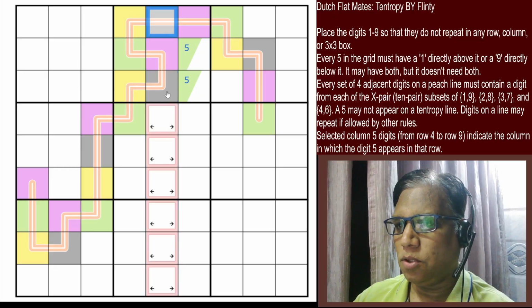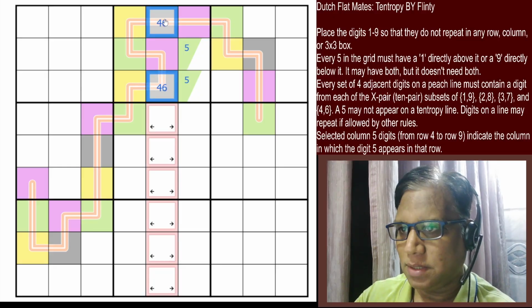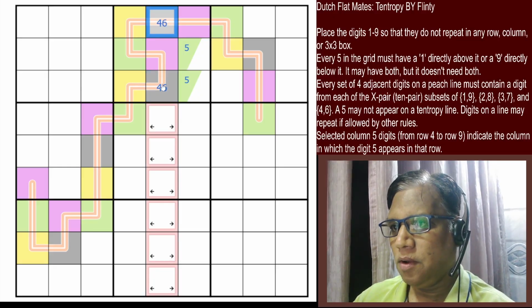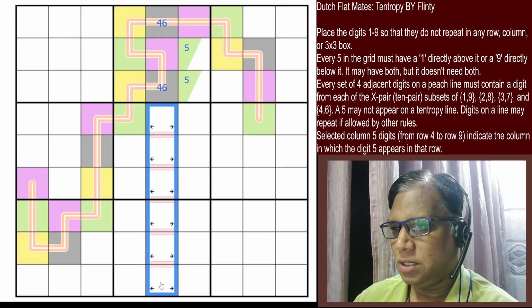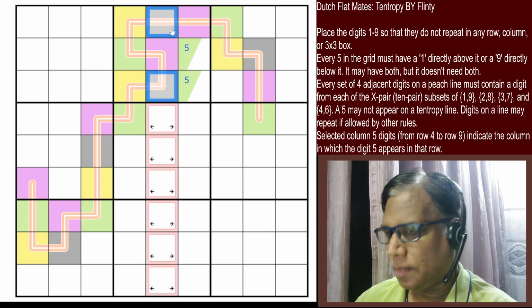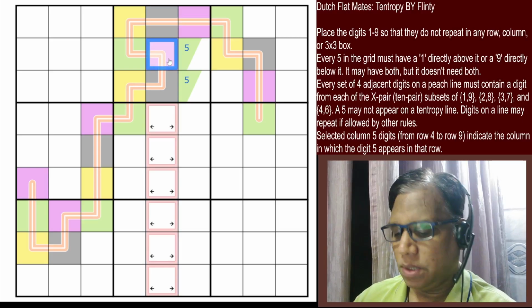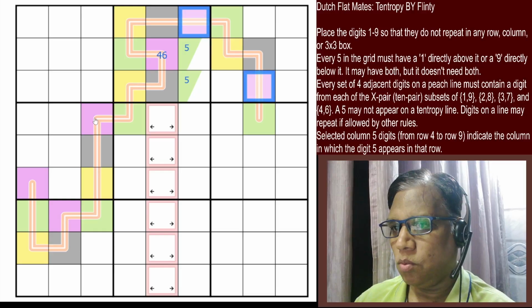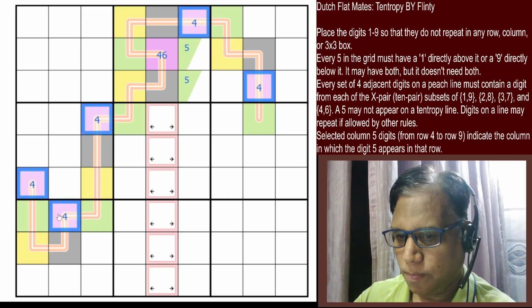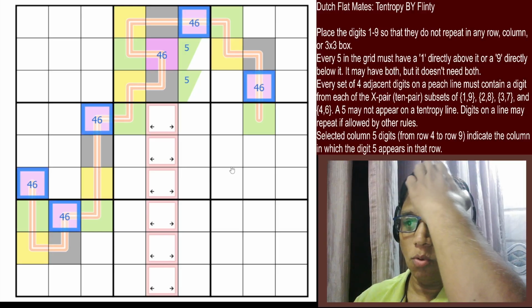Now, these cannot be those, because that means both 4 and 6 are here. These cannot be 4 and 6, because if 4 and 6 are here, then both 4 and 6 are gone here, and then you cannot have any other digit here other than 5. That's not going to happen. So this is not 4 and 6. So this must be the other 4 and 6, and that means all the pinks belong to the 4, 6 group. So we got at least one group.